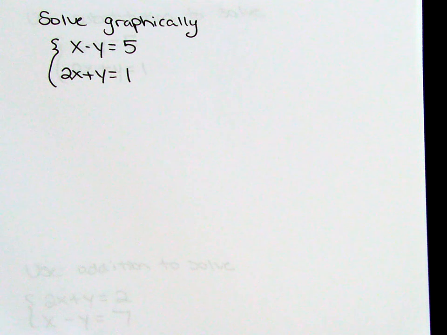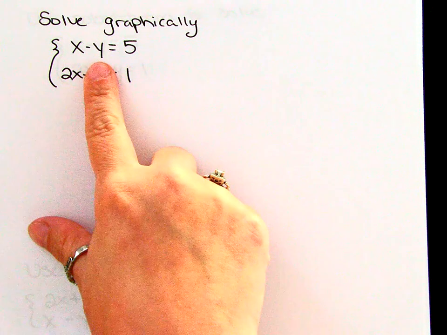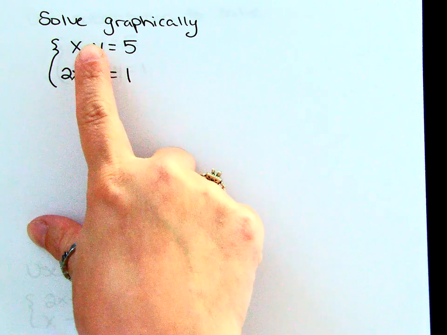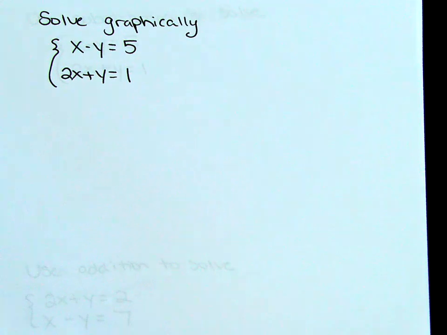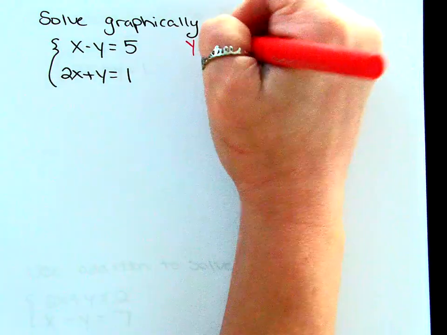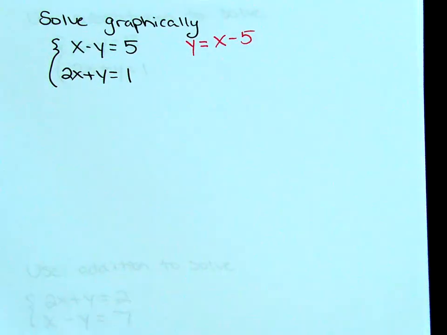And if you remember back to our chapters where we solved using graphs, the easiest way to graph a line is to get it into y equals mx plus b form. So that's what I'm going to do. Neither of these equations are in that form, so that's what I'm going to start with. That top equation, to get it into y equals mx plus b form, I need to subtract the 5 over and add the y over to move them around, so that I get y equals x minus 5. Now it's in y equals mx plus b form.